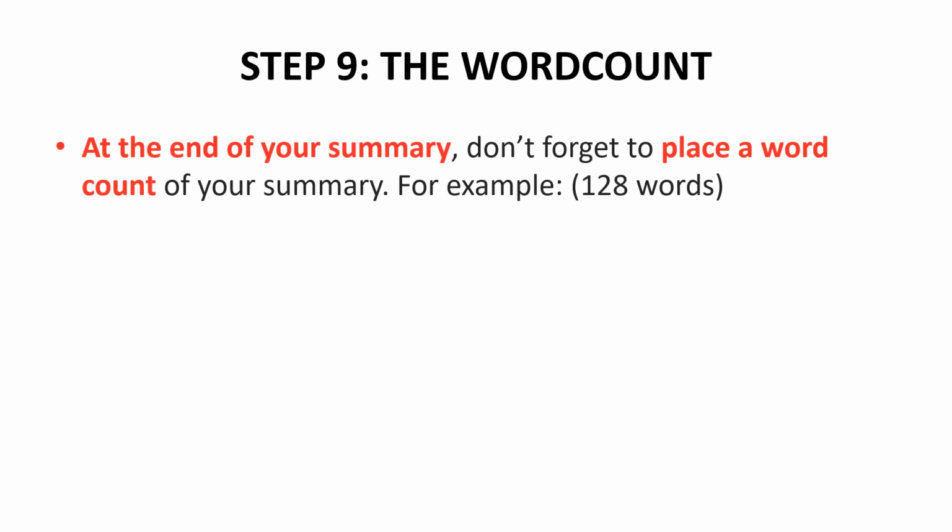We are already at the end of writing your summary. After you finish writing your summary, do not forget to place a word count at the end. For example, if your summary only uses 128 words, then please write 128 words at the bottom of your summary. Write it anywhere, on the left hand side, in the middle, or on the right hand side. It doesn't really matter as long as you write how many words you have written.